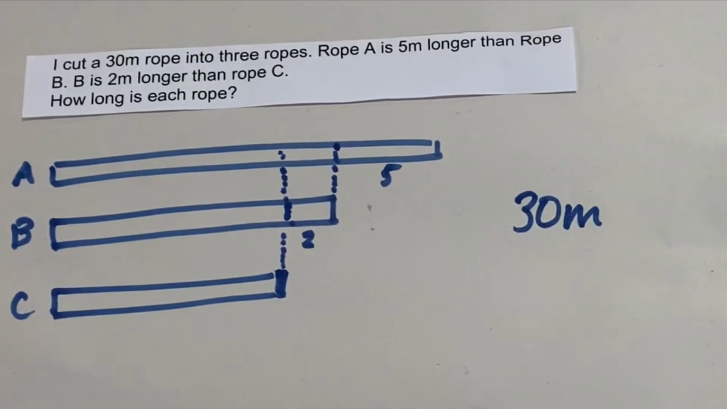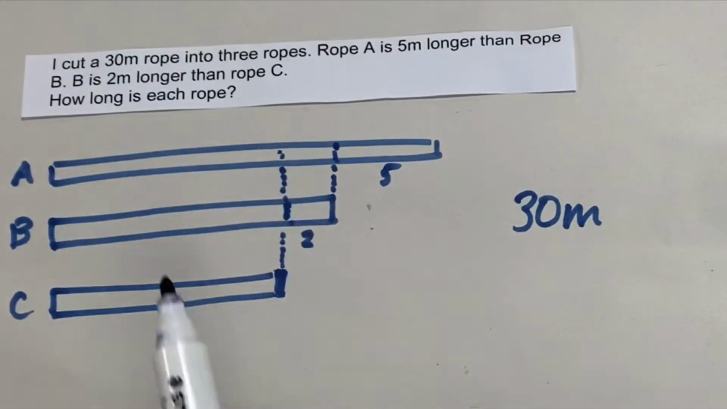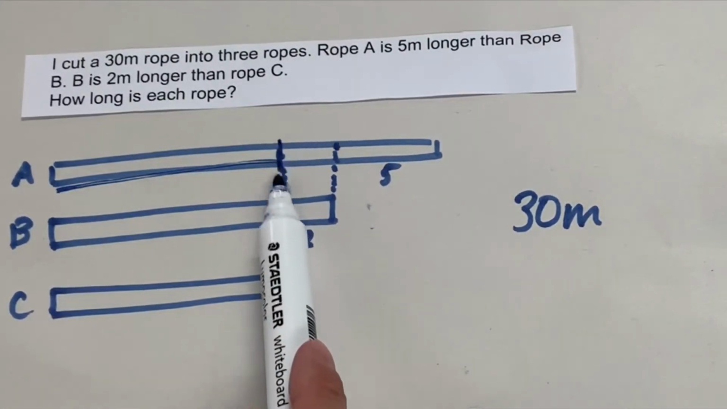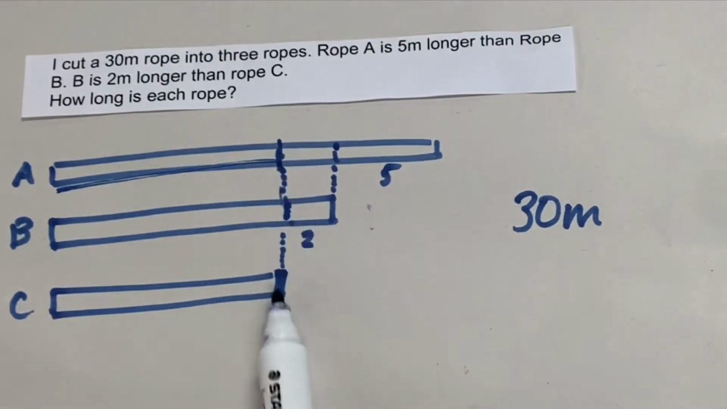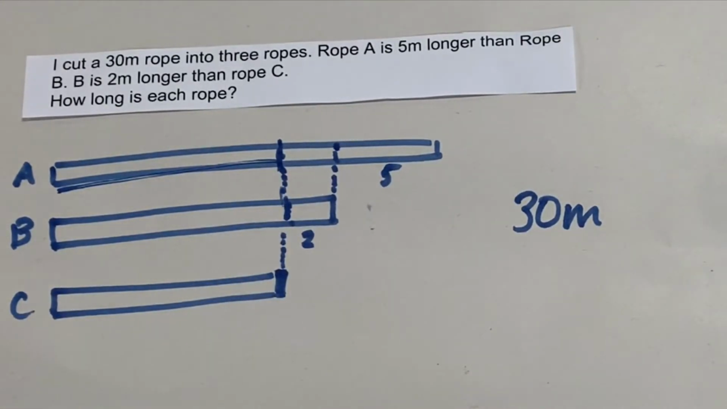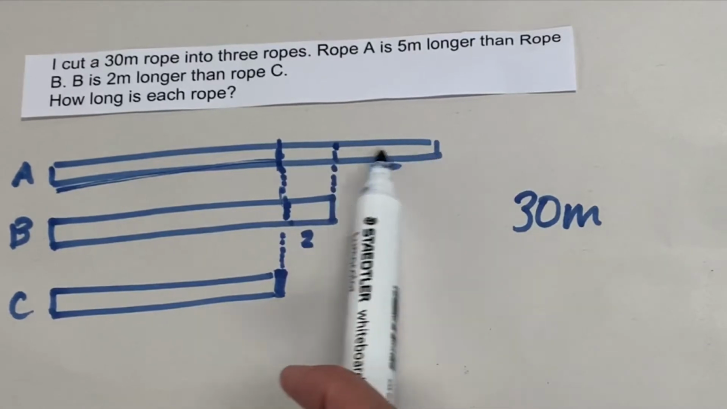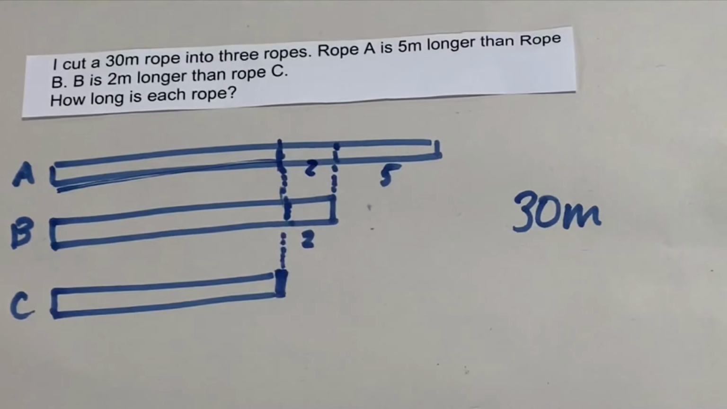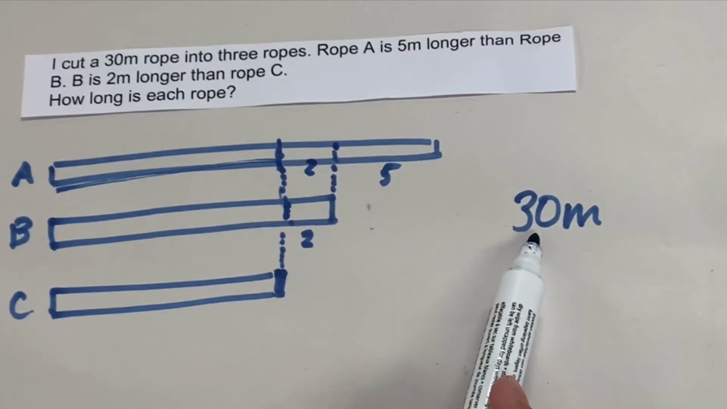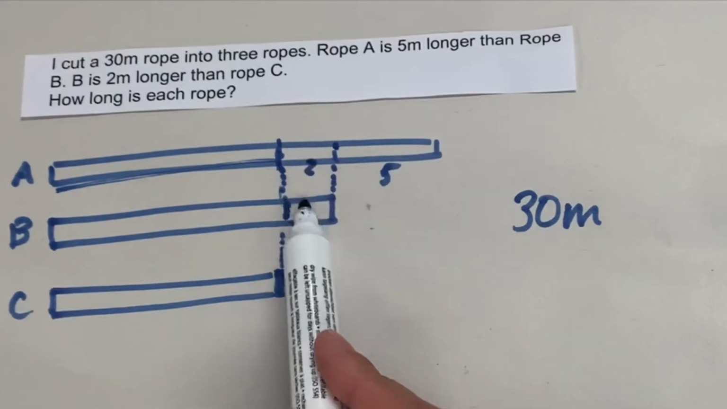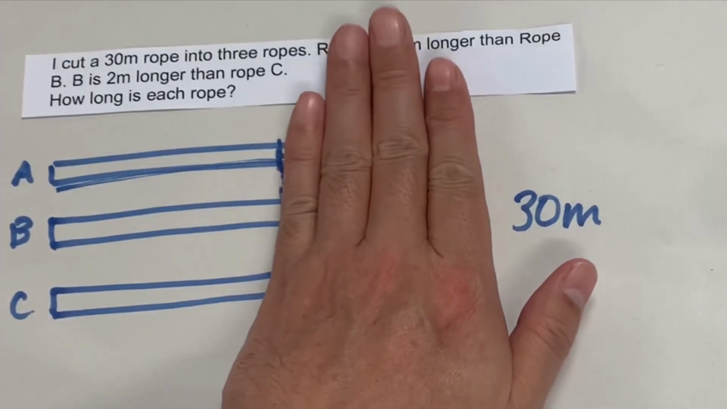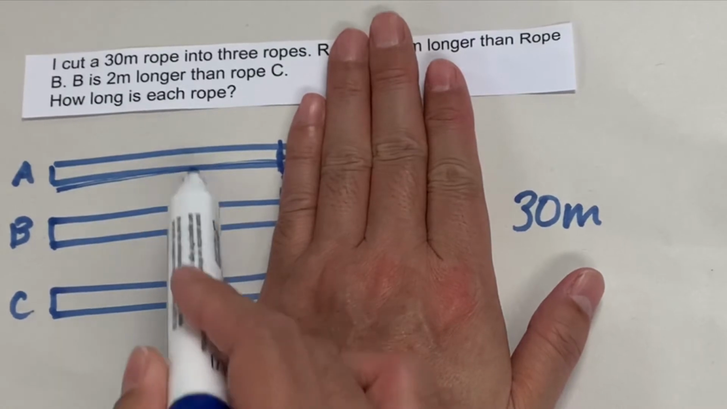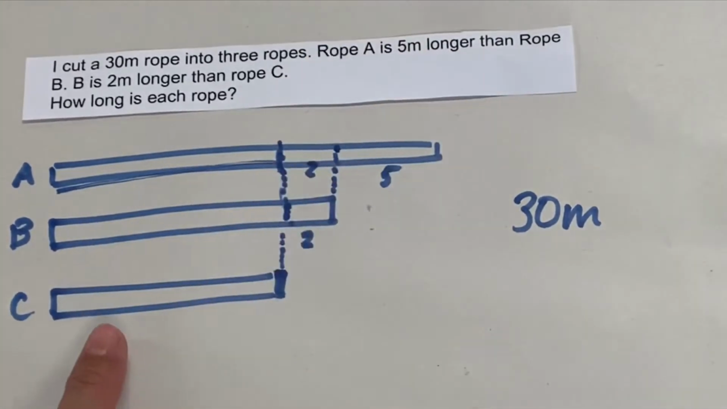Oh, that's tricky. Is it? So I can clearly see 3 same lengths there. These 3 are the same. That's 5 meters here, that 2 meters here, so this should be 2. Right. So 30 meters. If I take away 5, then 2, then 2, I should be able to find the length of rope C.